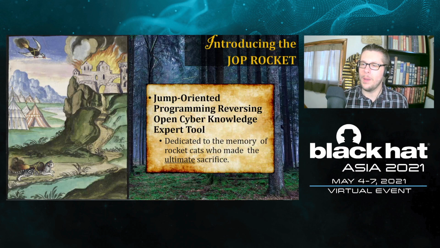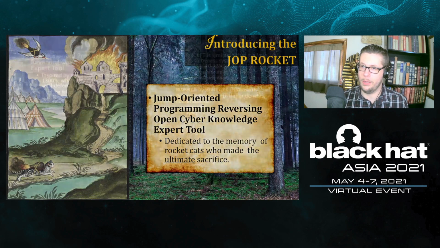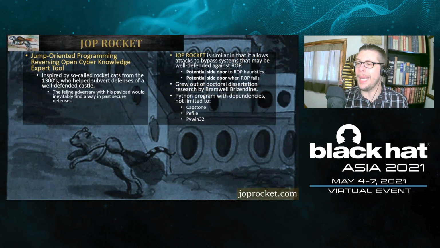We see throughout this presentation various images of cats with a flammable device strapped to their back, and they're hell-bent on setting a castle on fire. Where this comes from is illuminated manuscripts from the 1300s that show these rocket cats trying to subvert the defenses of an otherwise very well-defended castle. With JOP Rocket, we want to do the same thing. We want to subvert. We want to provide a side door to ROP heuristics, a side door to when ROP fails, or when we just don't want to do ROP.